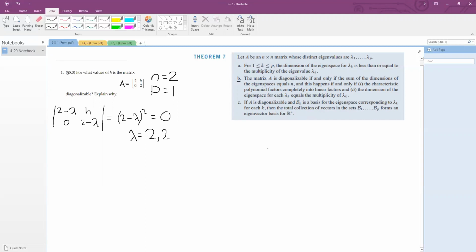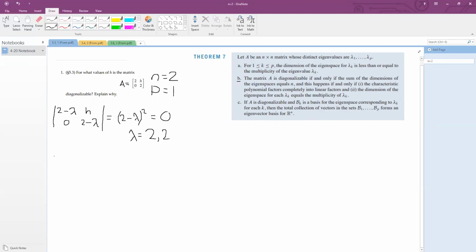So what does that tell us? Well, we only have one eigenvalue, so we're only going to have one eigenspace. We're not really concerned with the sum of the dimensions so much as just the dimension of the eigenspace here, and it has to equal n. Well, n is 2, so the dimension of the eigenspace that corresponds to lambda equals 2 needs to have a dimension of 2. It has to be 2. The rest of this goes on to kind of repeat what we said, but we're really interested in proving this.